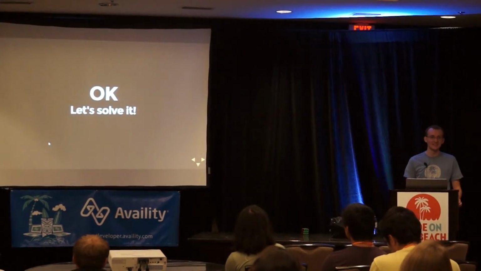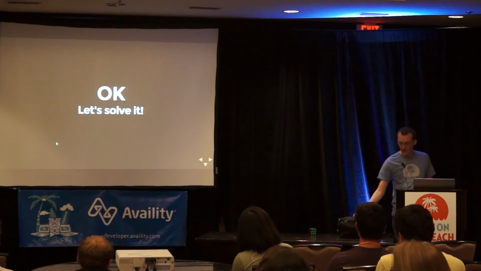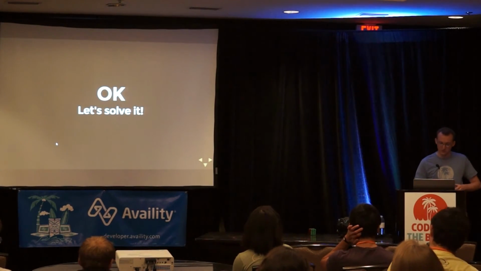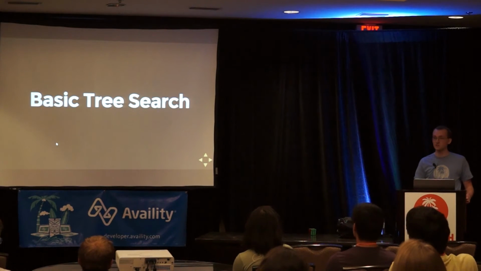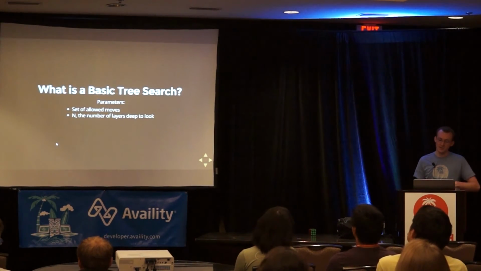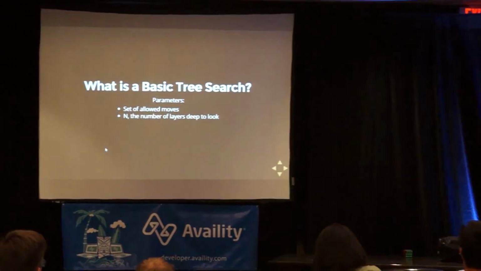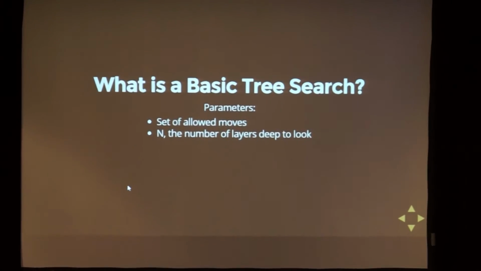All right, so we should actually solve the cube, right? You've been in this talk for a whole while. I've claimed that at the end of this talk we're going to solve a cube, so we should actually do it. So what we're going to do is we're going to make a basic tree search. And a basic tree search is something that takes in 2 parameters: 1, the set of allowed moves, probably those 18 basic moves that we defined earlier, and 2, the number of layers deep to look.